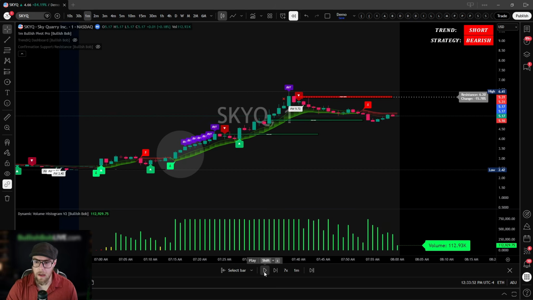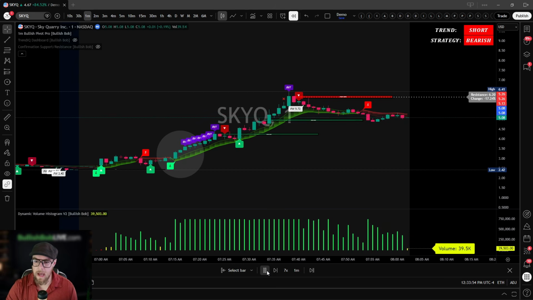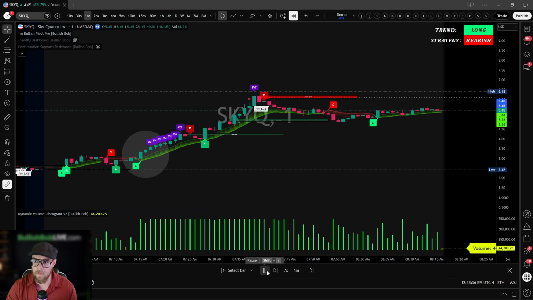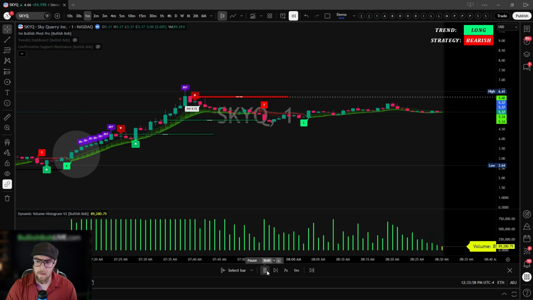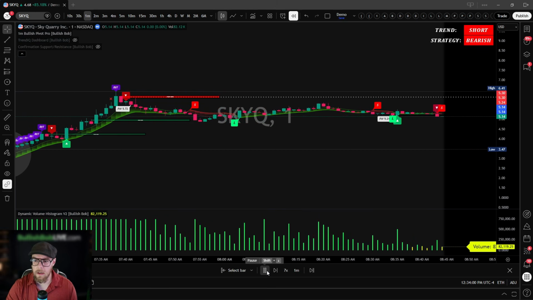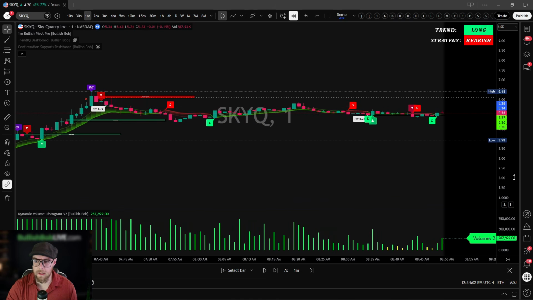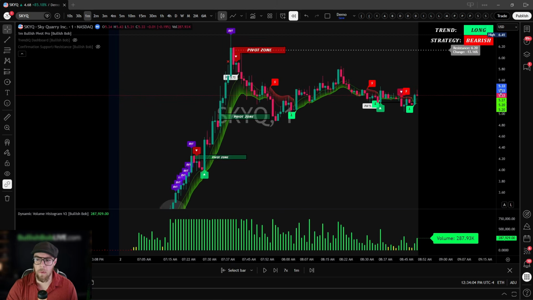So if we hit play, all of a sudden we failed that level. Let's see what happens. All of a sudden we got back above the level, gave a little trade there. It's a small trade, nothing crazy. We continue playing here. You can see it failed again. And at this point, we're getting towards market open.